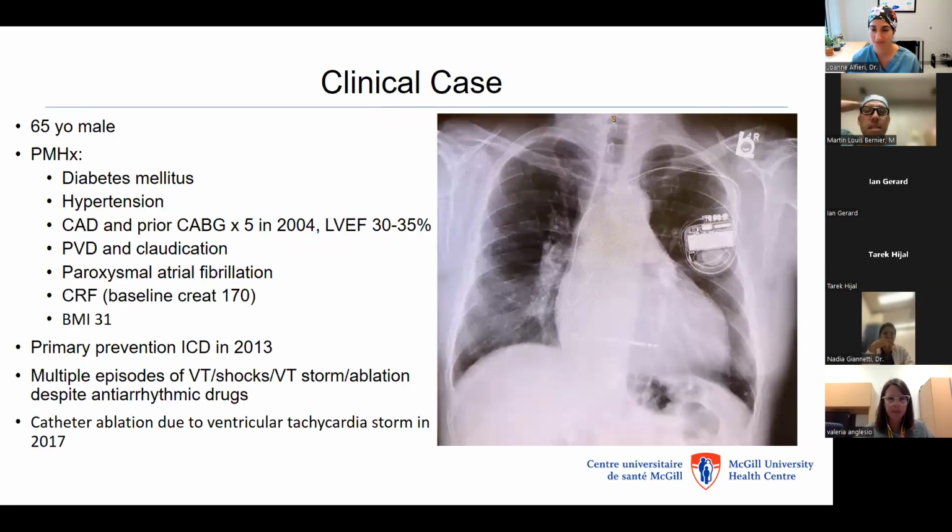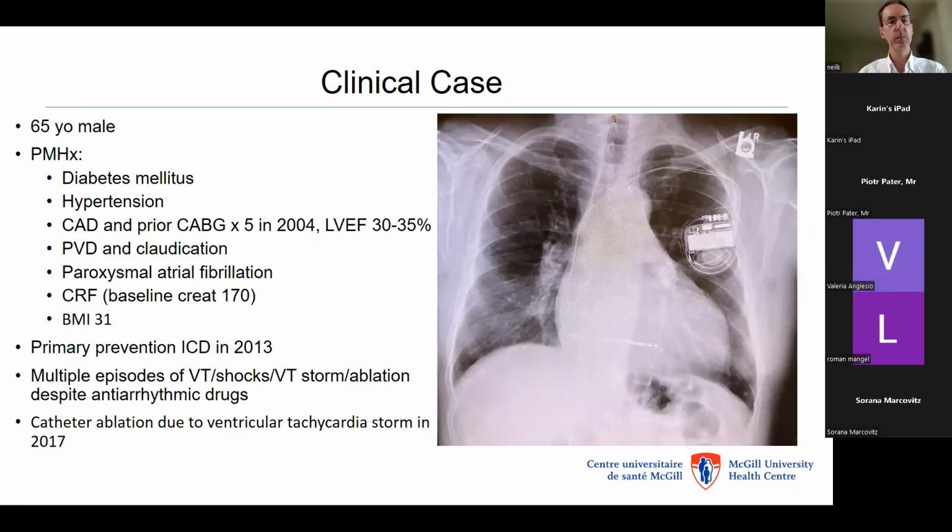it's a 65-year-old gentleman at the time who has the common comorbidities of coronary artery disease, including diabetes, hypertension, prior bypass surgery in 2014, had an ICD implanted in 2013 for primary prevention, given a decreased ejection fraction in the range of 30%. With some mild CHF symptoms that were fairly compensated.